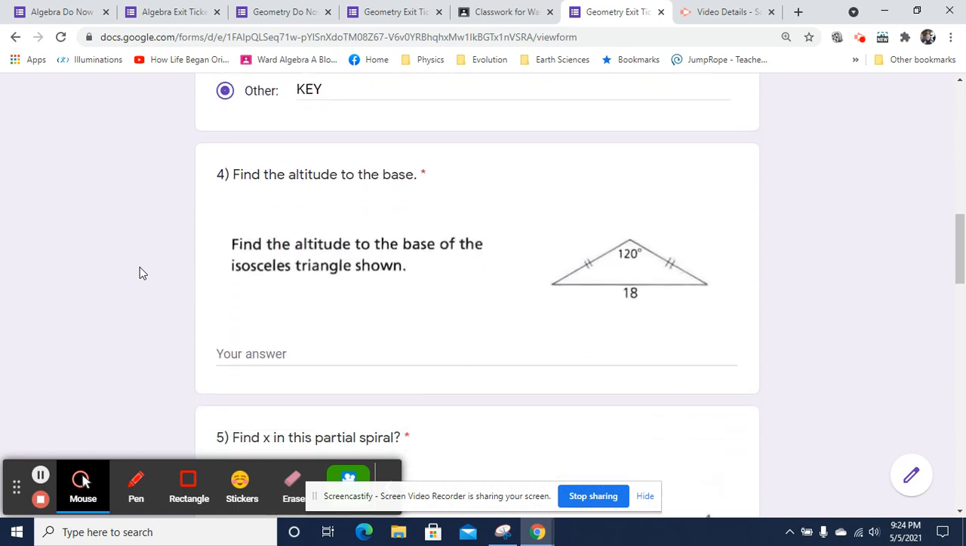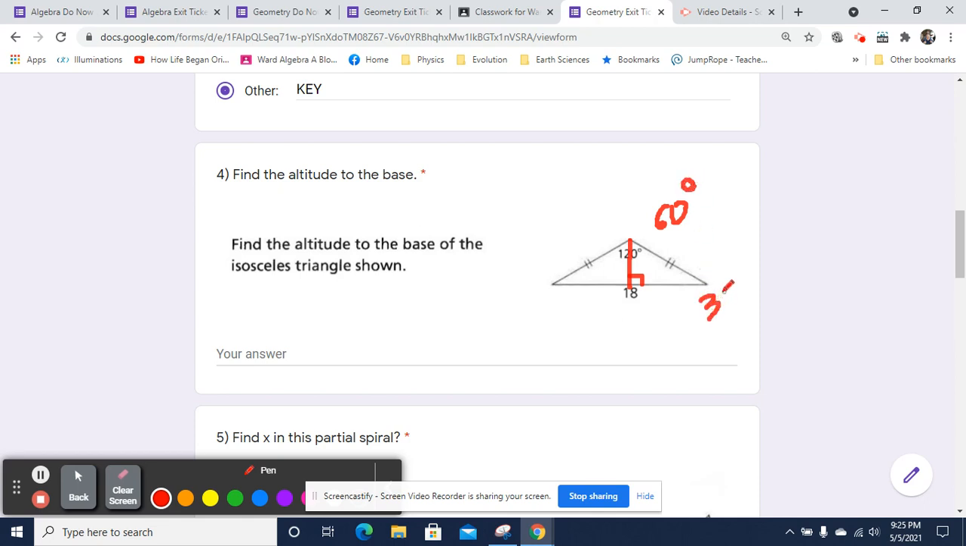All right, we're going to try to find the altitude to the base for this isosceles triangle. The nice thing about the altitude to the base is it's going to bisect, and since it's an isosceles triangle, we will bisect this 120-degree angle. So when we draw that through there, that 120-degree angle gets split into a 60 and a 60-degree angle. So this is 60 degrees, and this is 30 degrees.